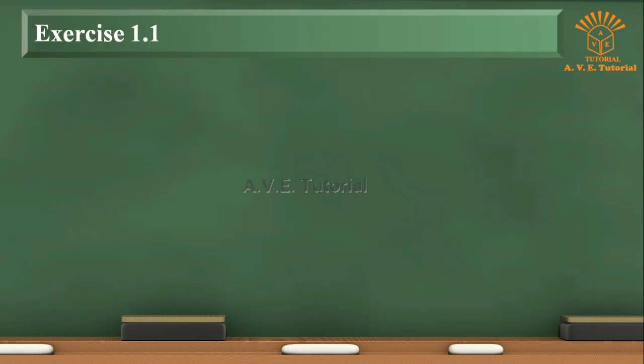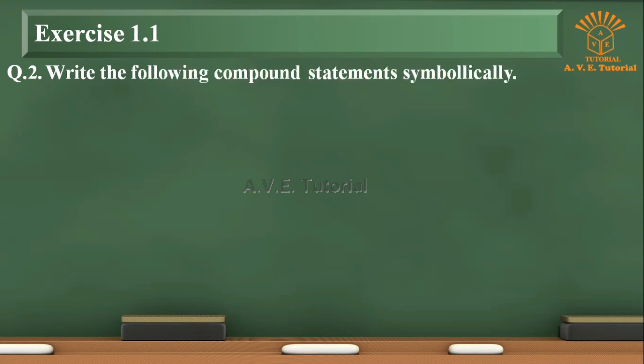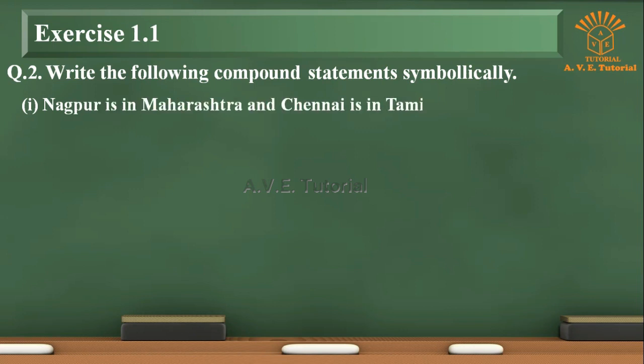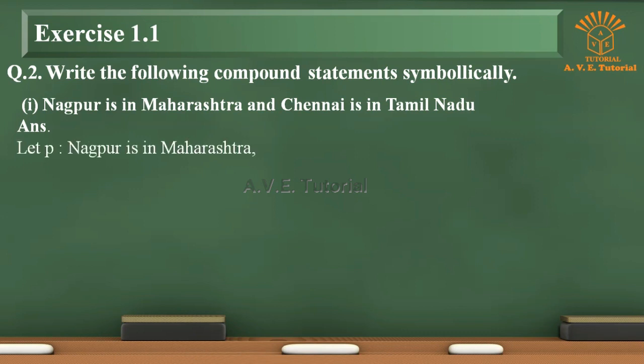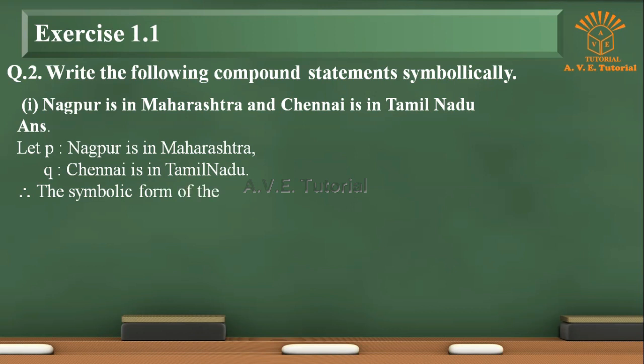Exercise 1.1. Let's solve exercise 1.1, as per above explanation. Question 2. Write the following compound statements symbolically. 1. Nagpur is in Maharashtra and Chennai is in Tamil Nadu. Answer. Let statement P be Nagpur is in Maharashtra. Statement Q be Chennai is in Tamil Nadu. Therefore, the symbolic form of the given statement is P conjunction Q.